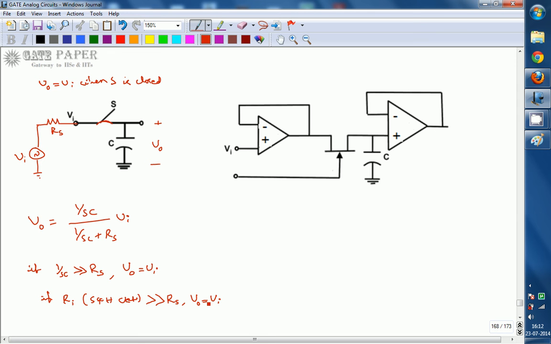So to ensure this, you must apply Vi through a buffer. That buffer is going to be of this nature. Now you see, this is going to act as a switch. It is acting as the switch S. This switch S is now replaced with a MOSFET, and this is the control signal that you are applying.